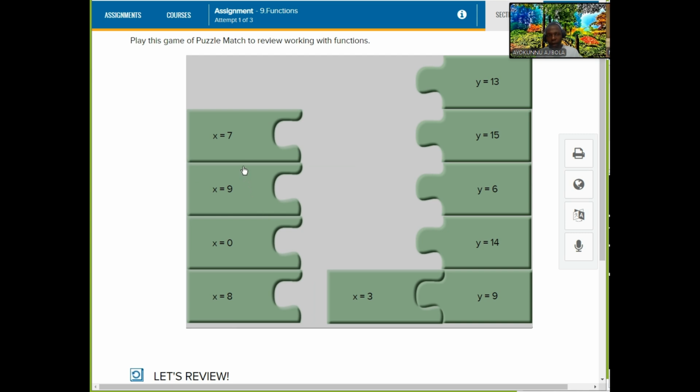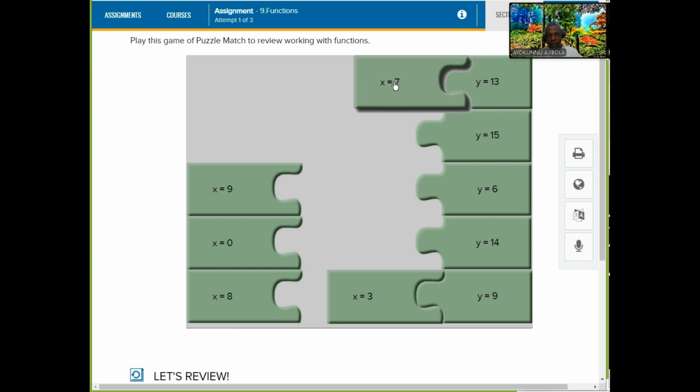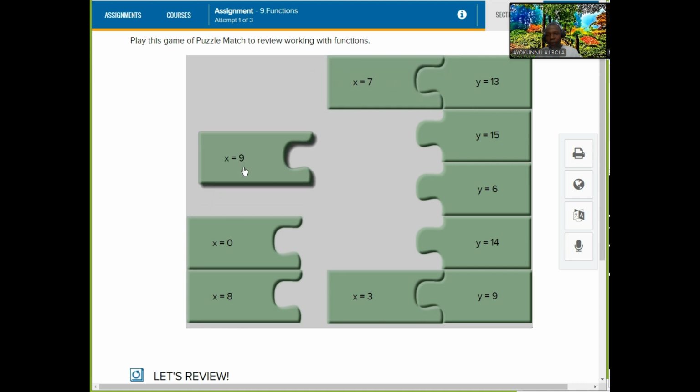Very good. Then where should this go? Add 6. 13. That's correct. Add 6. Where should this go?